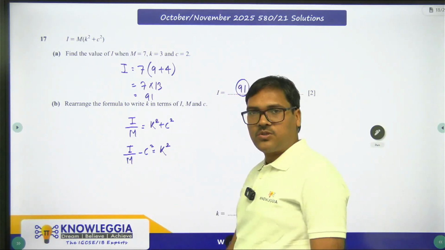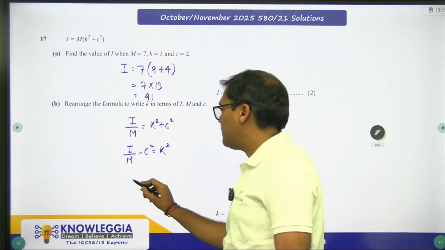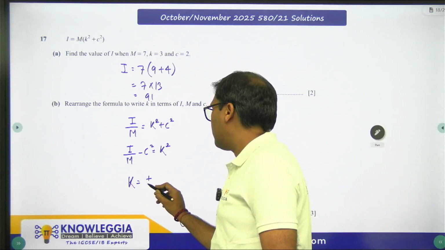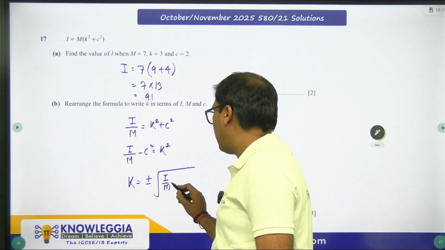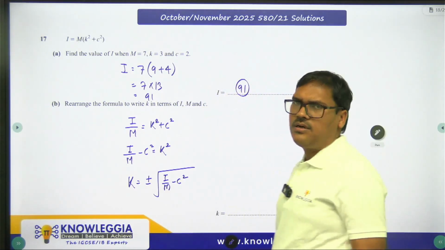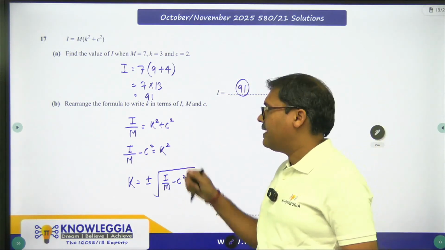Now we need to remove the square. Correct? So how to remove the square? By taking the square root. So k will be equal to plus minus the square root of I by m minus c square. This is how you can make k the subject. So this is how it is: I by m minus c square, and 90.